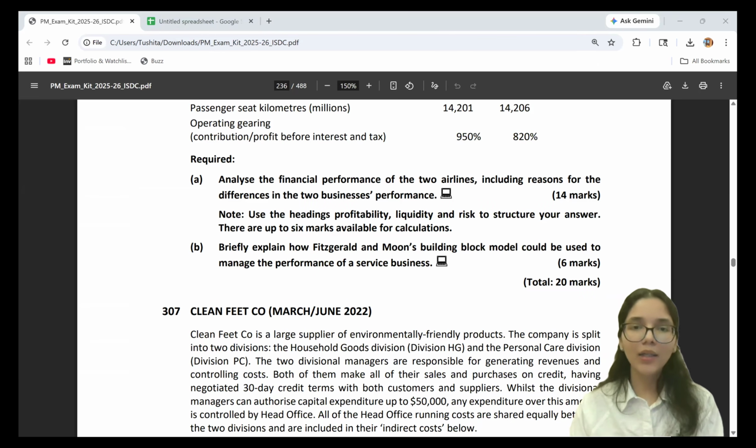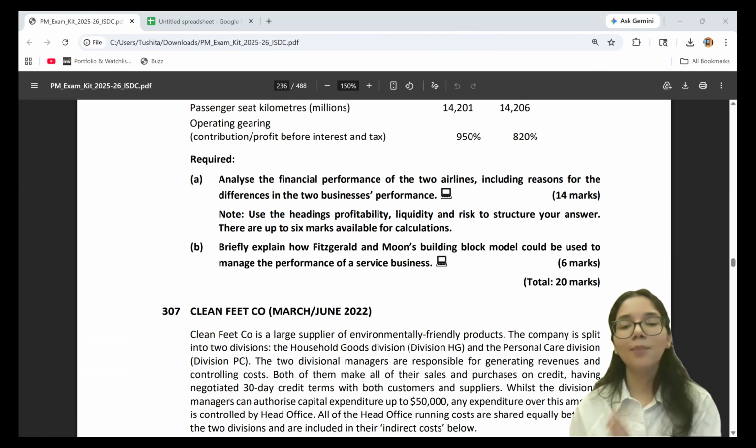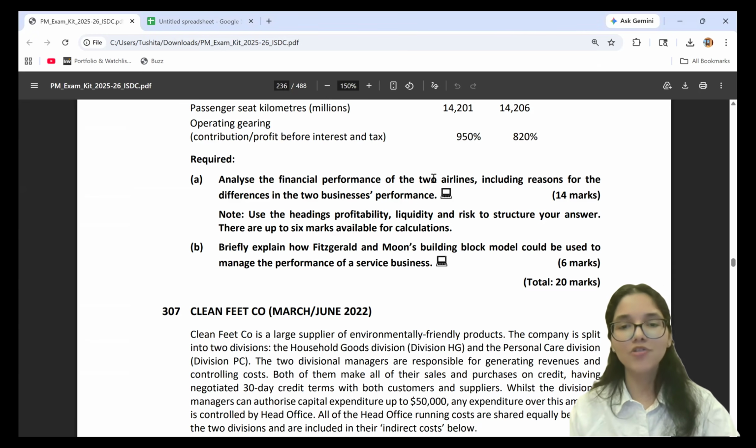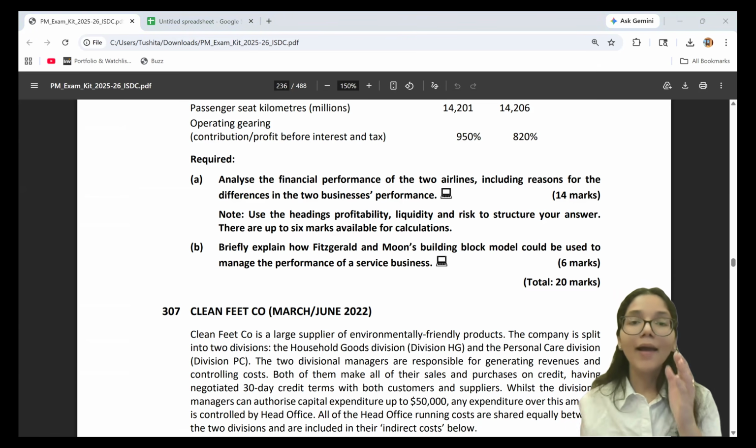You can see 20 marks have been split into two parts, part A which is worth 14 marks and then part B which is worth 6 marks. So what exactly does part A want you to do? You have to analyze the financial performance of the two airlines, including reasons for the differences in the two businesses' performance. That's the first thing. And while doing that, you also have to explain the difference in their performance.